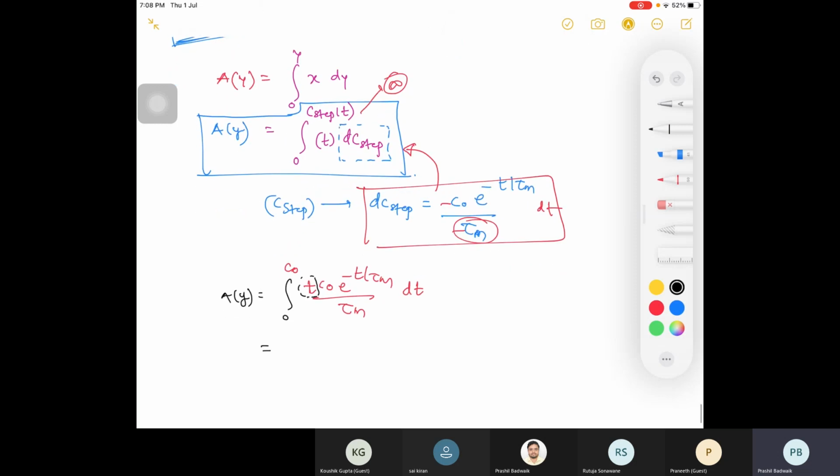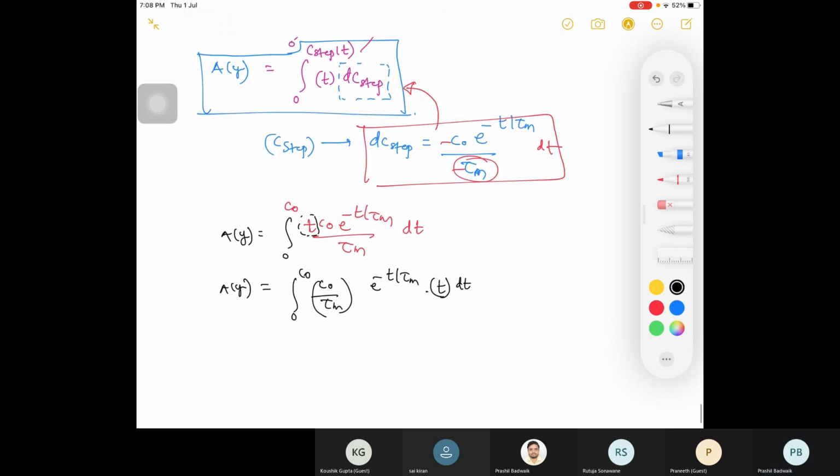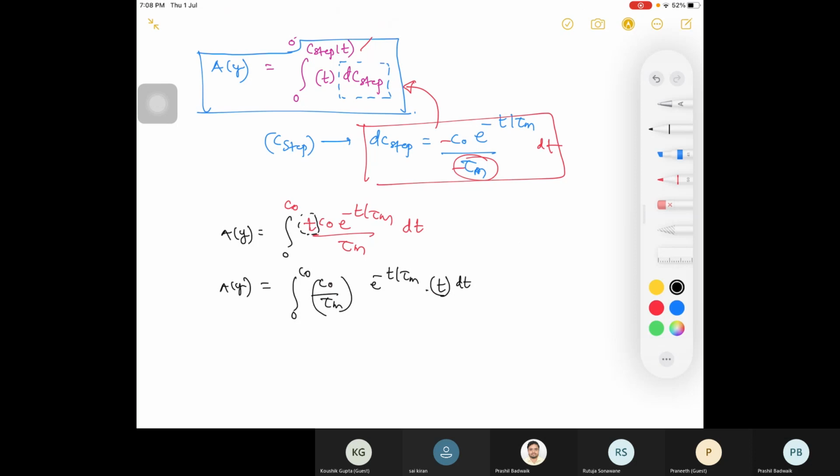Now area along y-axis is equal to 0 to C naught, and C naught is at high value, you can say. So it is your C naught divided by tau m and then e to the power minus t by tau m, t into dt. This will be your area along y-axis.